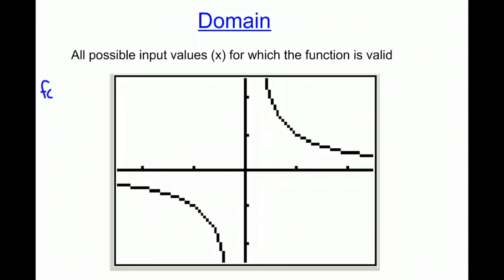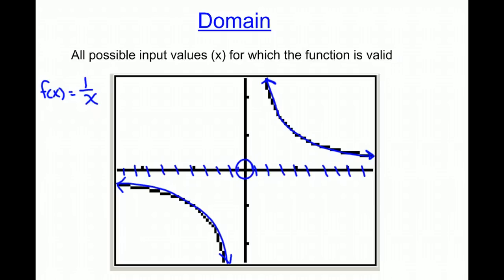Here we have f of x equals 1 divided by x, where these graphs again are approaching our x and y axis, but are not equaling it. So we have these negative x values, we have these positive x values, but we're missing that value in the middle. So our domain, all real numbers such that x does not equal 0.